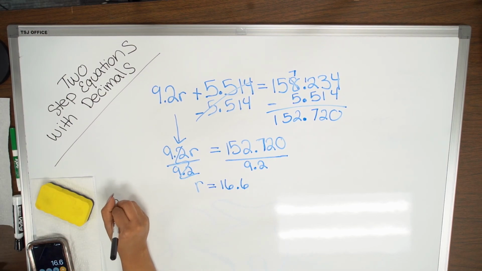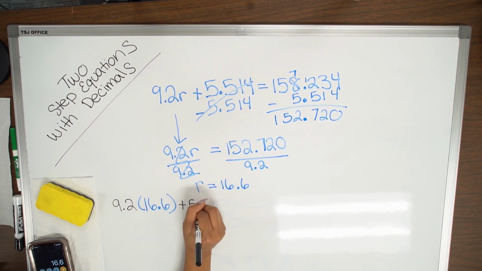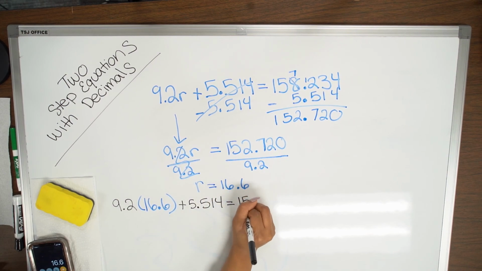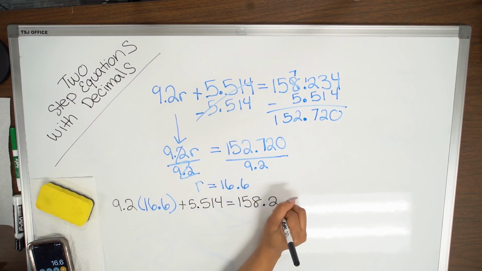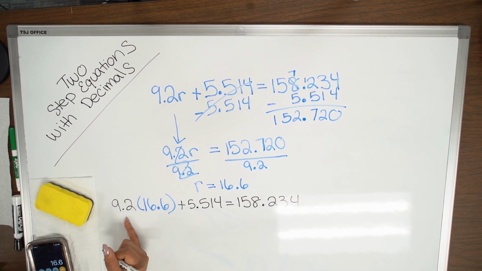So we have 9.2. We said r was 16.6 plus 5.514 equals 158.234. And remember, we're just substituting to make sure that we got it right. This is what we said r was.